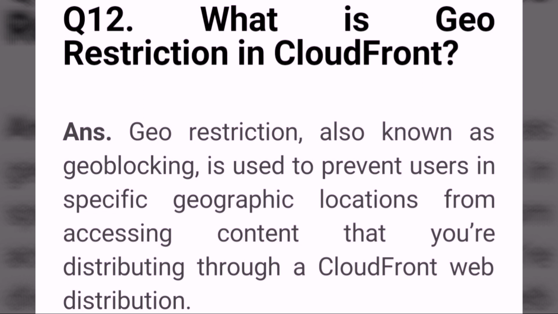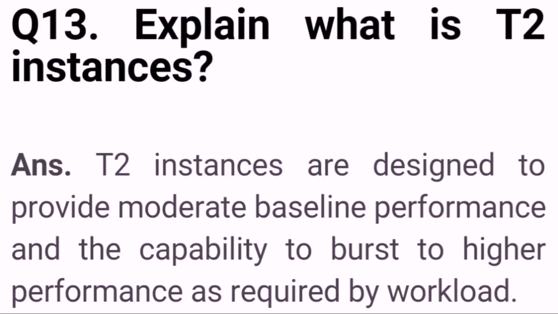What is geo-restriction in CloudFront? Geo-restriction, also known as geo-blocking, is used to prevent users in specific geographic locations from accessing content that you are distributing through a CloudFront web distribution. Explain what T2 instances are. T2 instances are designed to provide moderate baseline performance and the capability to burst to higher performance as required by the workload.